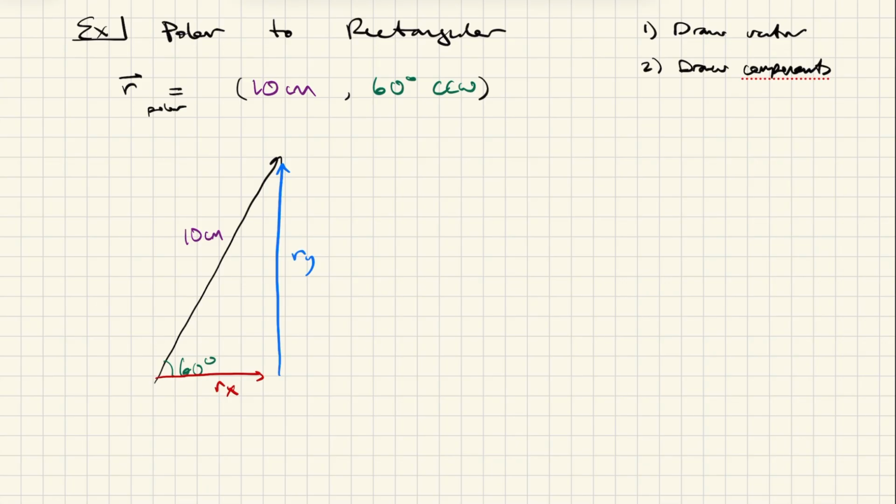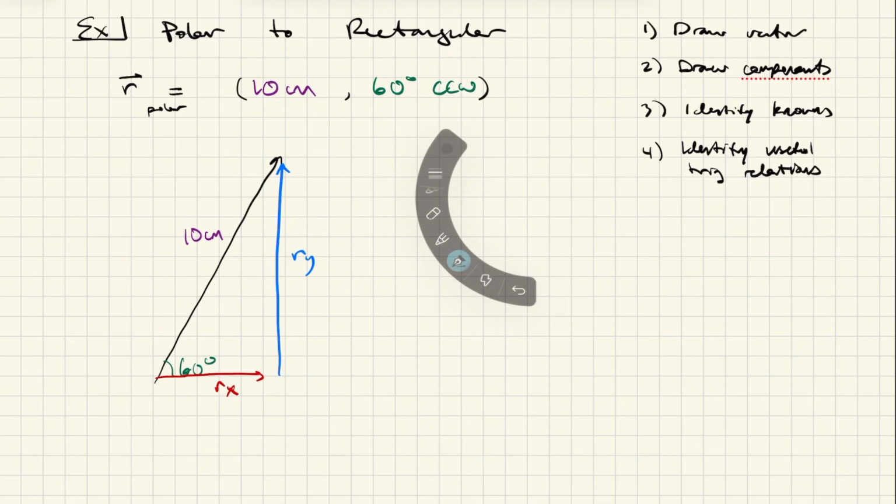Then we can identify the 2 knowns. In this case, we know the hypotenuse and the angle, which I've already labeled here in purple and green. And finally, I need to identify the trig relations that relate the 2 known variables to the unknowns. So in this case, let me just catch up really quick. Identify useful trig relations. Okay, by experience, I can tell you the useful relationships here are going to be the ones that relate things to the hypotenuse. So in this case, it's going to be the sine and the cosine.